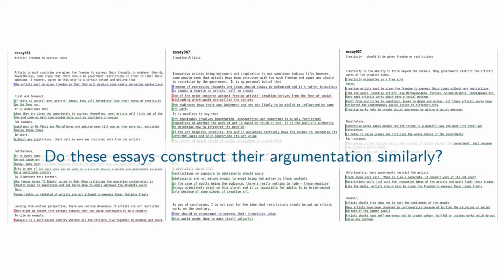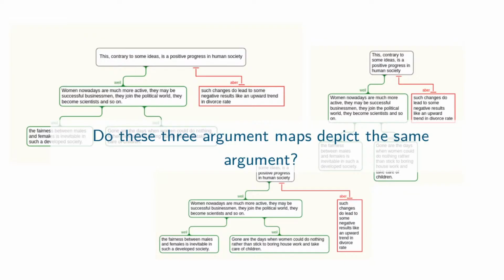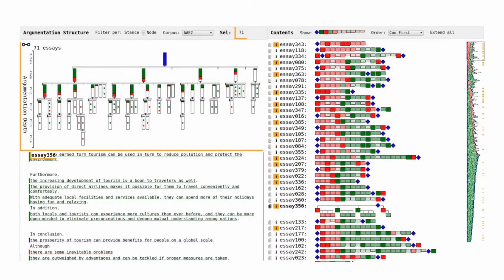Do these 3 essays construct their argumentation similarly? Where in this table of argumentation data from the previously seen texts can I find certain argumentation patterns? Do these 3 argument maps depict the same argument? We have developed a visual analysis system for argumentation in essays that can answer these questions at a glance.